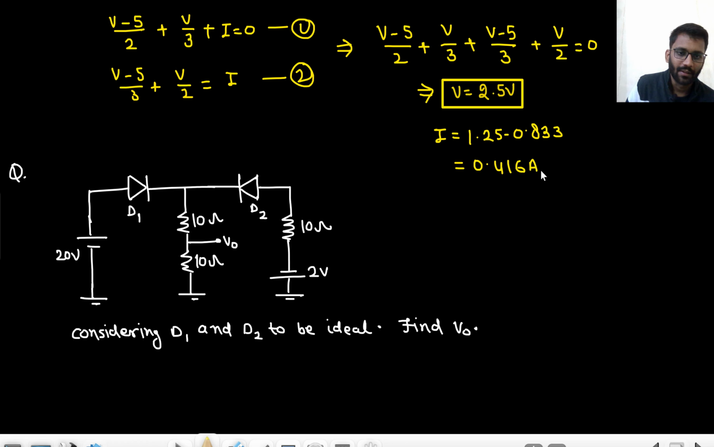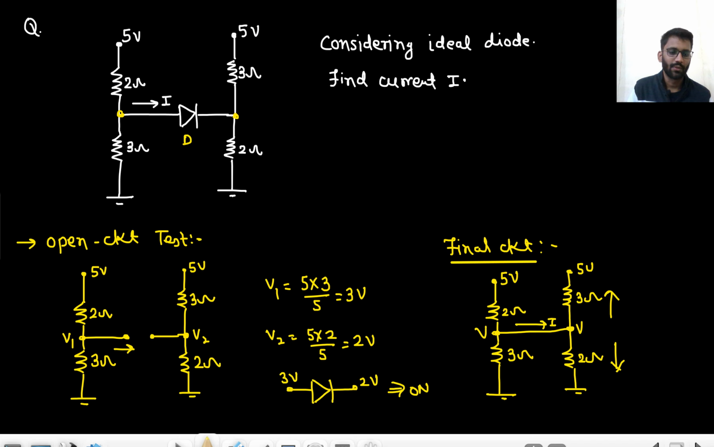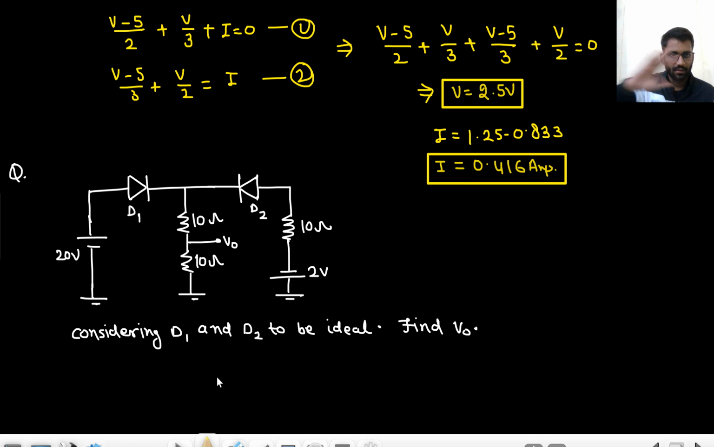So apparently it was a problem of network analysis only. Only one concept of the diode circuit was used, that was to check if the diode is on or off. Now let's see this problem. We have seen the same problem in the short circuit test as well, but here I have changed something to make it more interesting. Here I have used minus 2 volt. Let me copy this diagram on the next page.